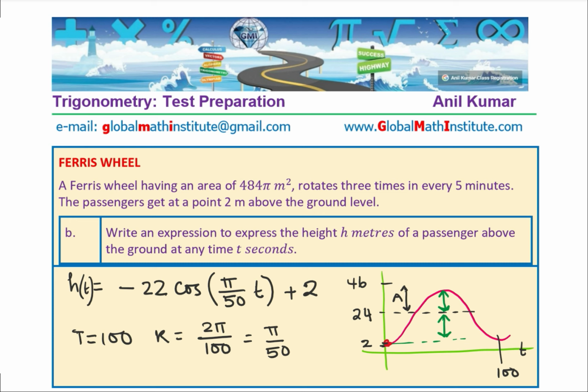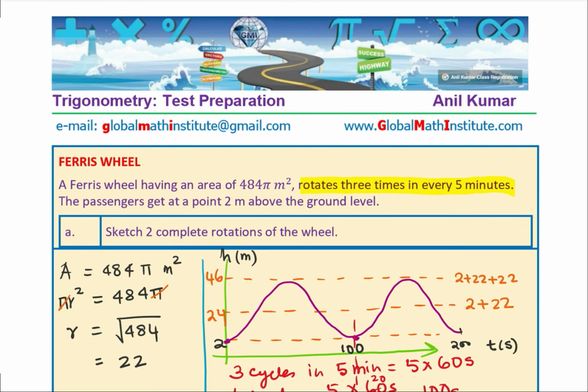So the axis is at 24. You see this value, h, this is the axis. Let me write down axis, correct? So the center value, the average value, is 2 plus 22, the radius, correct? So that gives you the axis of this particular model for the Ferris wheel. Is that clear to you? Perfect.